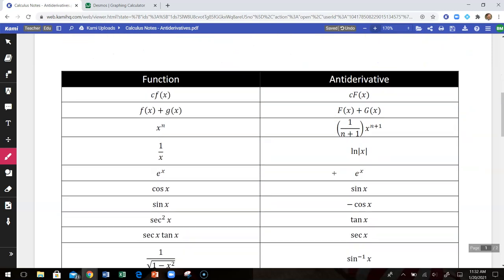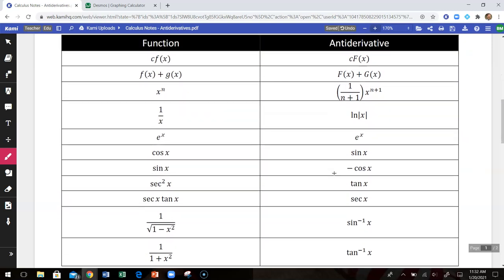So here I've listed a table, and you could pause the video and look at some of this. But basically it's saying that if we have a function and we want to go backwards to its antiderivative, this is kind of the rule for this. And if you think about maybe going from the right column to the left column and doing derivatives, a lot of this should make sense.